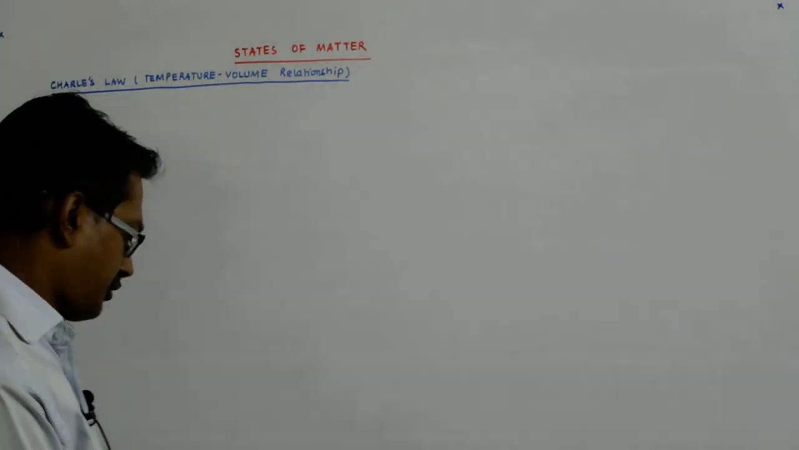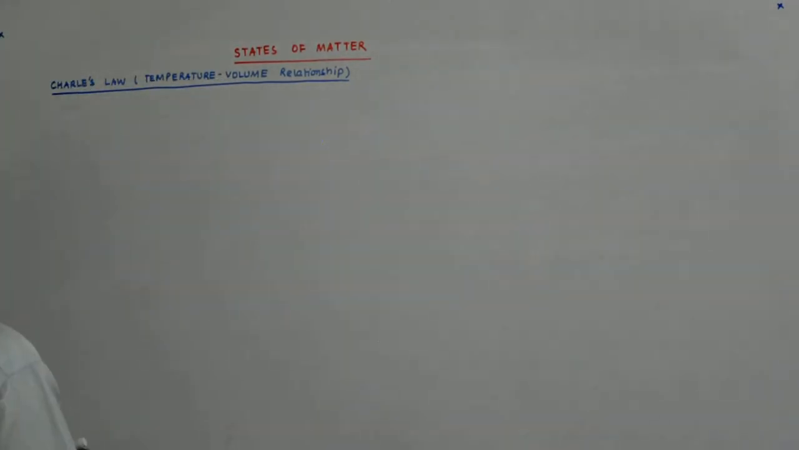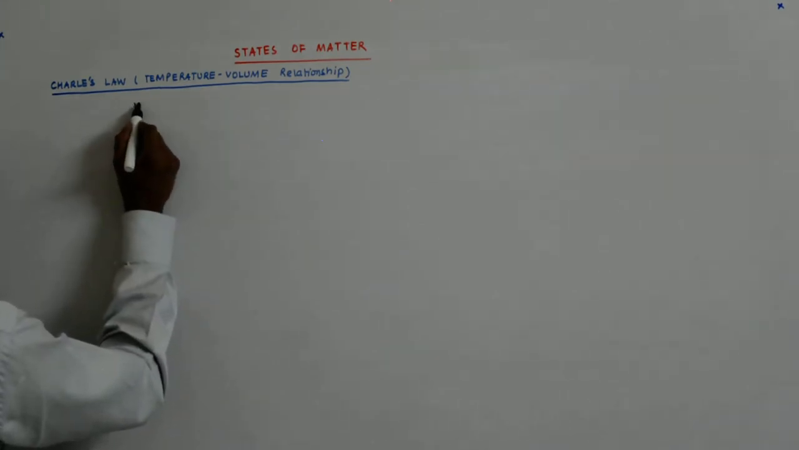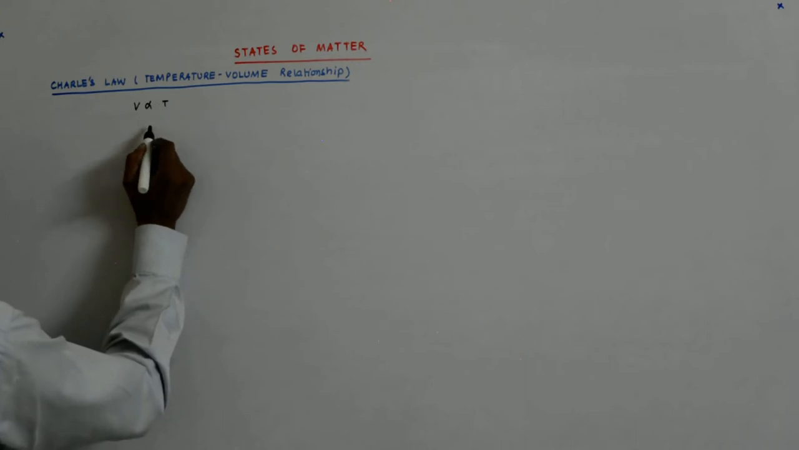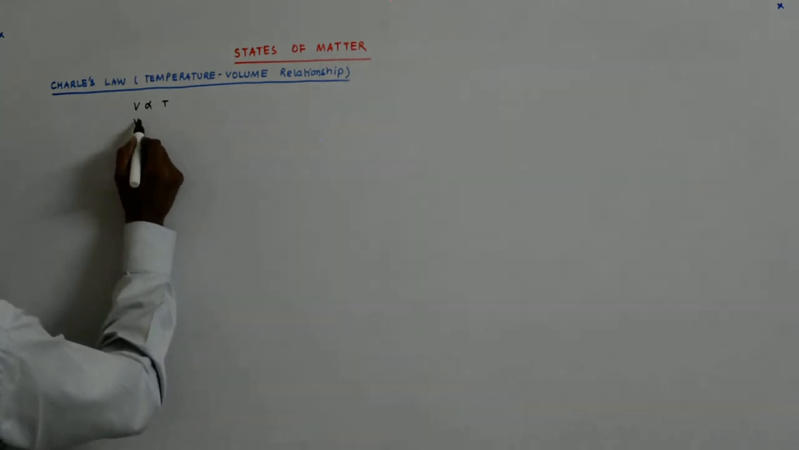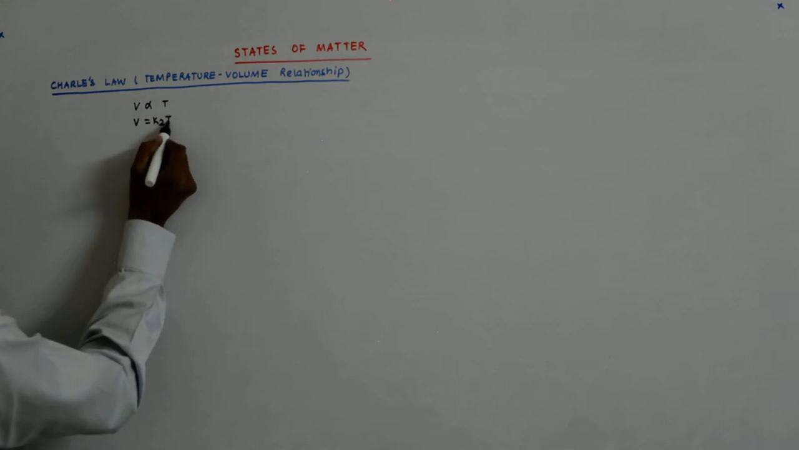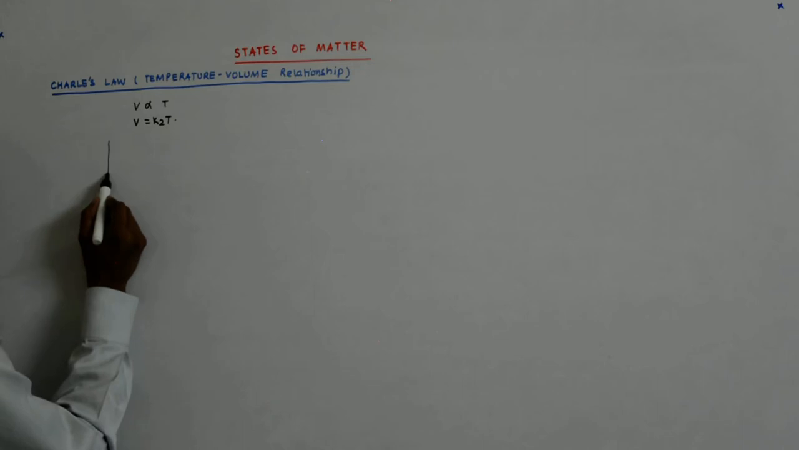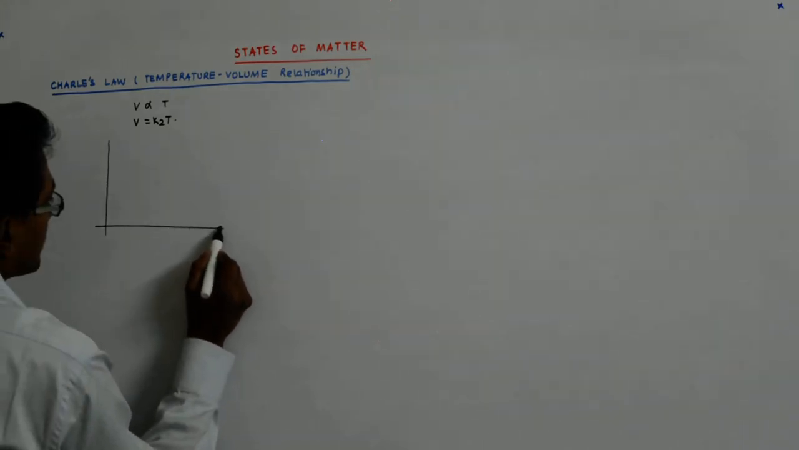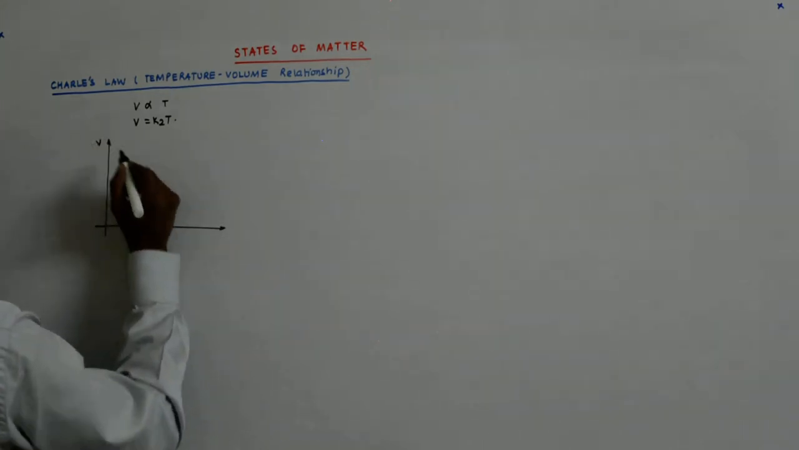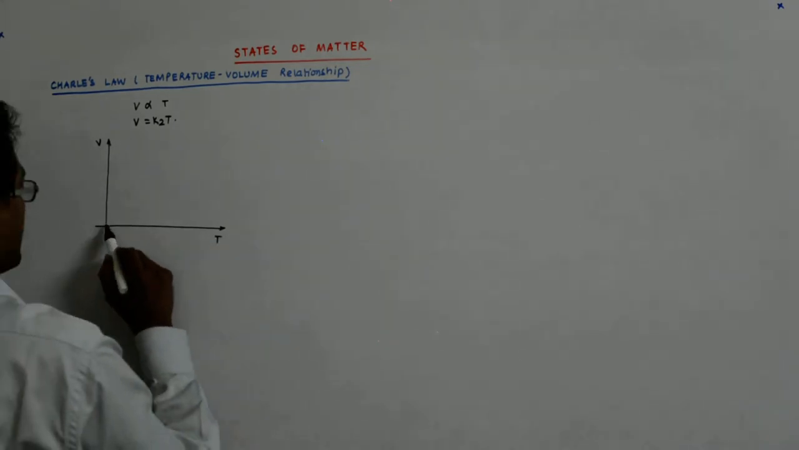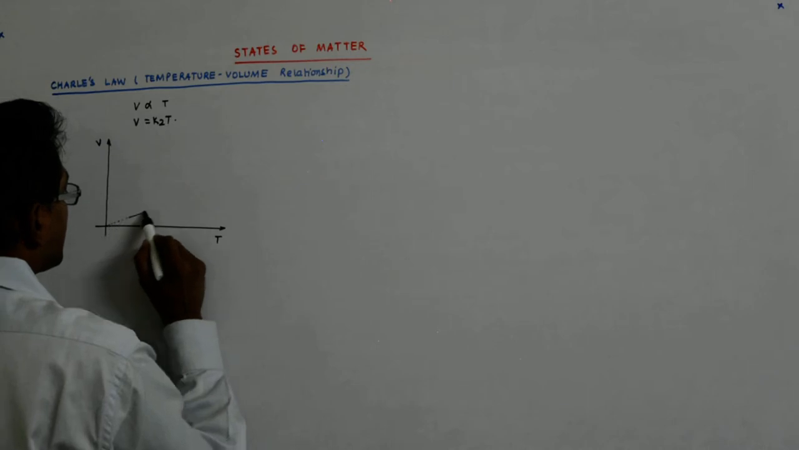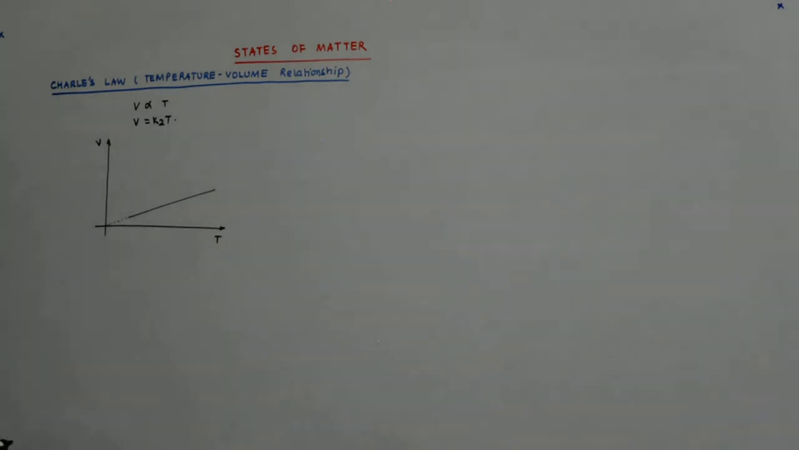So we were doing Charles' law, and we saw that our volume is directly proportional to the temperature, and we named it as V = K2T. And if I plot it, it looks something like this.